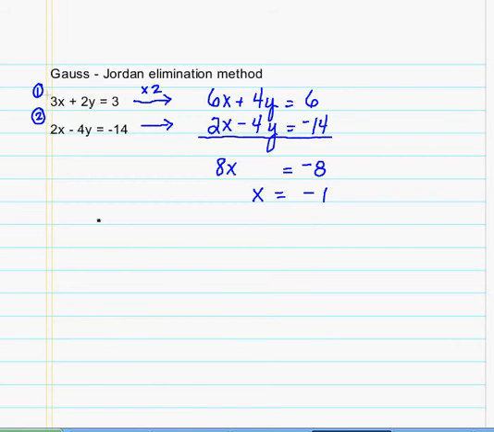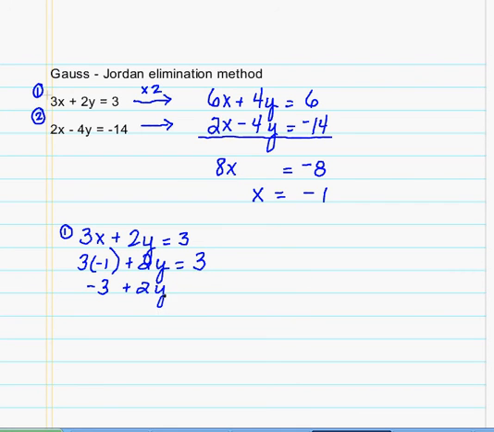Now, in order to find y, we'll have to go back to one of the equations. And it really doesn't matter which equation you use. I'm going to use equation number 1, and I'm going to substitute in negative 1 for x. So I've got 3 times negative 1 plus 2y equals 3, giving me negative 3 plus 2y equals 3.